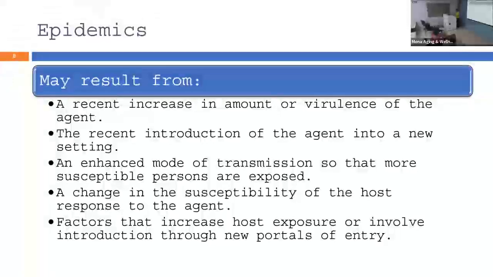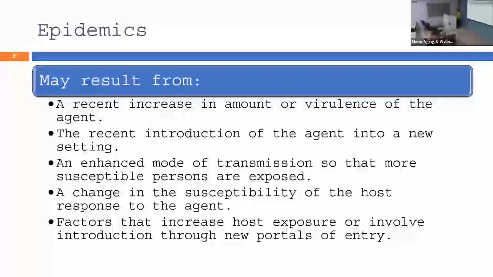Recent introduction of the agent into a new setting, enhanced mode of transmission. So more susceptible persons are exposed. So the mode of transmission, not sure if this is an appropriate example, but the virus mutates and gets to be outside of just causing illness when it's in the lower respiratory tract, then it can cause illness even in the upper respiratory tract. Then, of course, you can have more persons getting the illness or the disease.